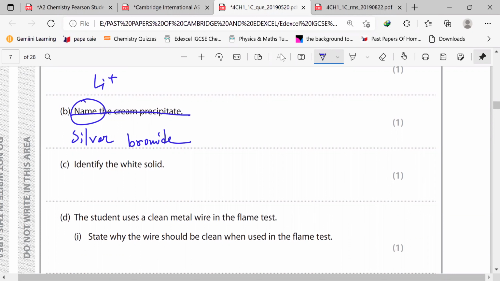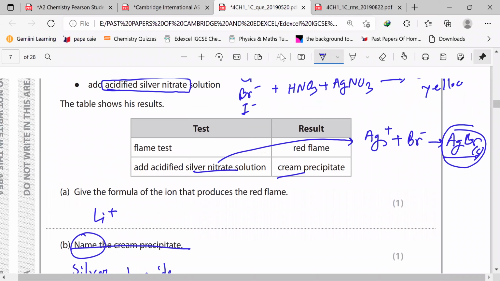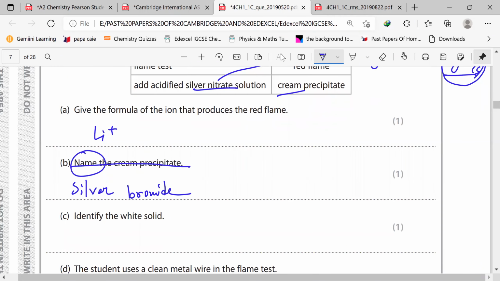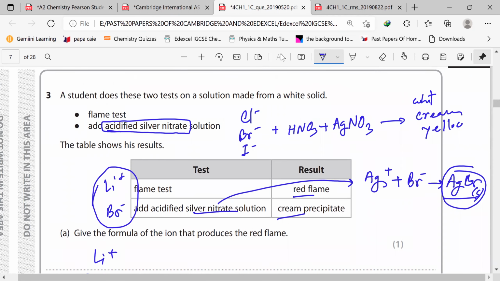Name means AgBr is a symbol, not a name. Identify the white solid. What is that? Lithium bromide. Flame test, who gives it? The lithium ion, right? And who gave this test? The bromide ion, right? A student does these two tests on a solution made from a white solid. So what is the white solid? The salt's positive part is lithium ion and its negative part is bromide ion. Is it clear?